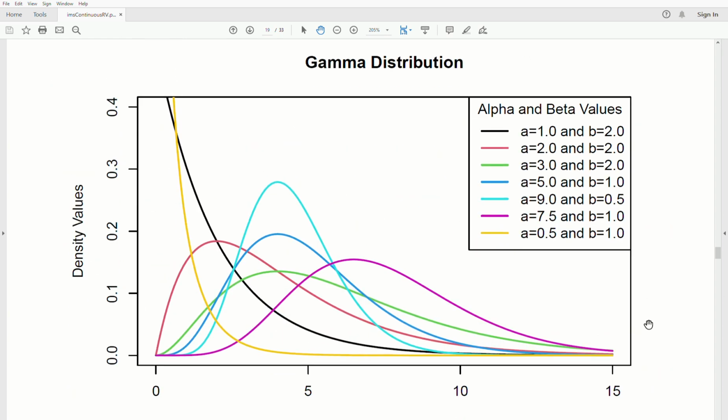The next video will be on the exponential distribution, which is a specific case of the gamma distribution.